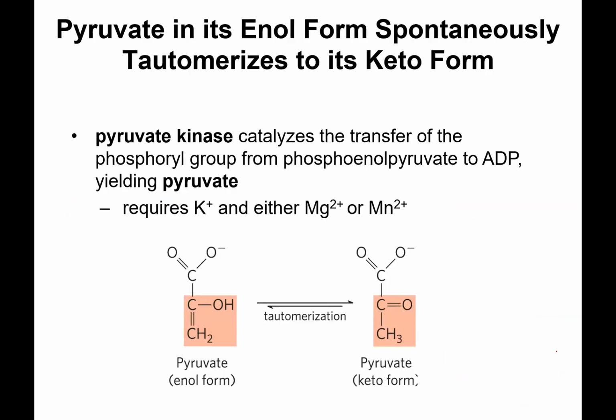Okay, one note about this reaction is pyruvate can be formed in its enol form. It will spontaneously tautomerize to the keto form, which is the pyruvate that is going to go forth and do its thing either anaerobically or aerobically.